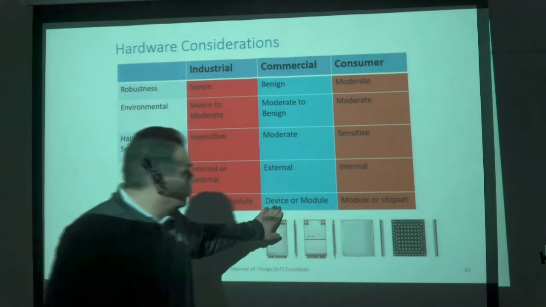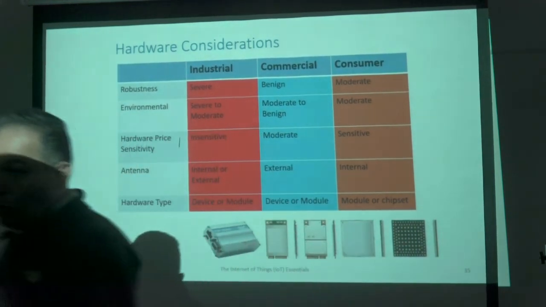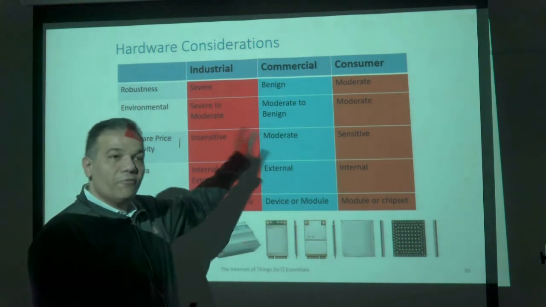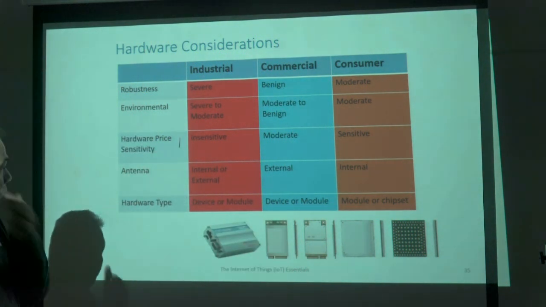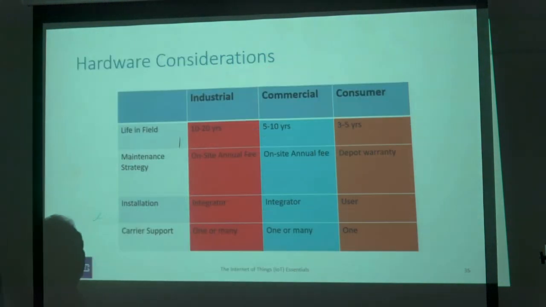It could be device or module. It could be device or chipset. Chipset means small. When you have a chipset, it's smaller. Okay, for the application, you could argue any of these, right? But this is in general. So you could argue all of that. You could have a device, you could have a chipset there, you know.